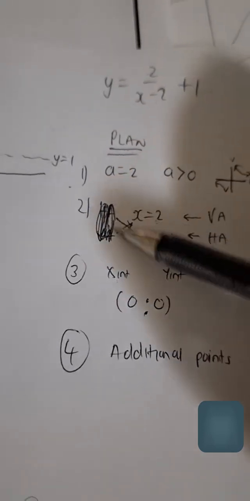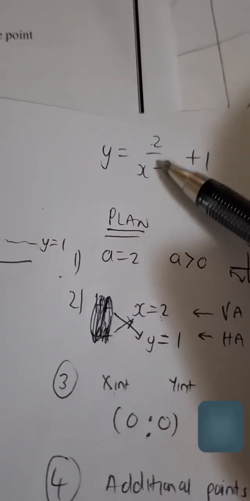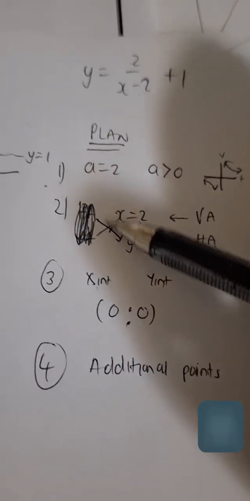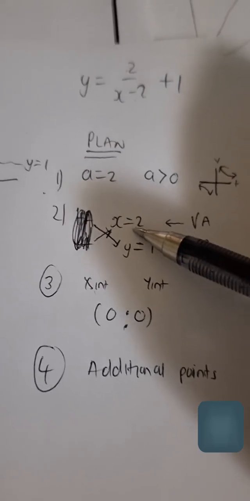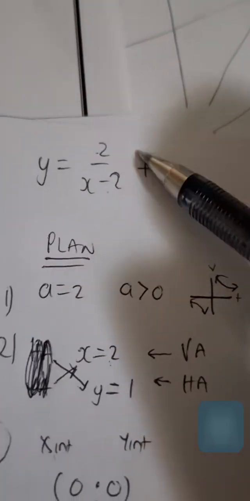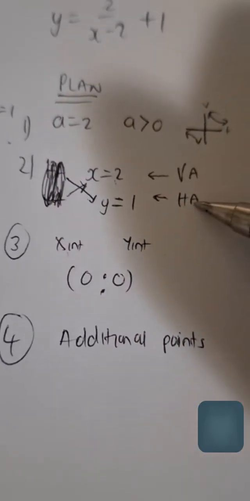Then, what was the equation of the vertical asymptote? Remember, it was x is equal to 2. The inverse of this constant term gives us the equation of the vertical asymptote. So we write x is equal to, what is the value? If this is -2, then the value of the vertical asymptote is +2. Then the horizontal asymptote is this constant standalone term, this +1. y is equal to 1 is the horizontal asymptote.